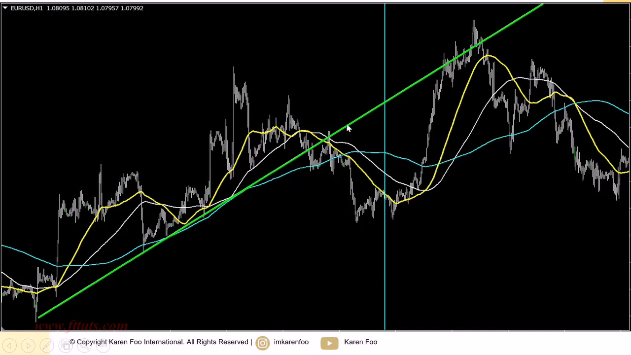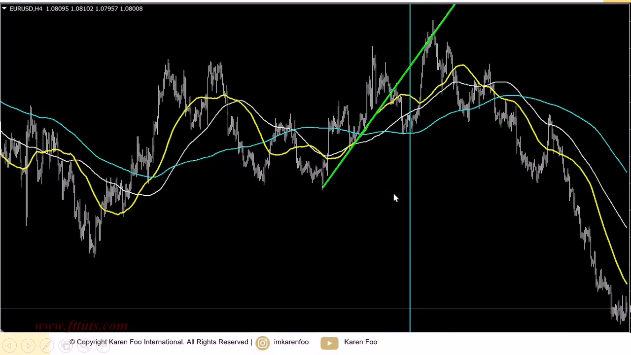How do you know whether it is false or not? Again, put a vertical line right here. At this point in time, when you shift to the higher time frame, look at where it is. Over here, 50 is still above 100, 100 is still above 200. So how do you know whether a downtrend is beginning? You want, again, H4 to be telling you the same thing. You want 50 to be below 100, 100 to be below 200. If it's telling you conflicting signals, then it is a false signal.